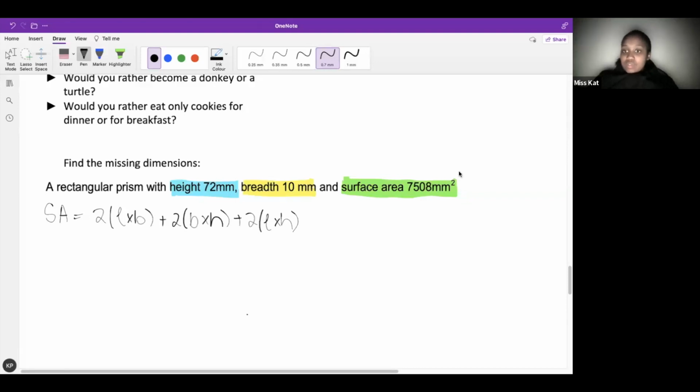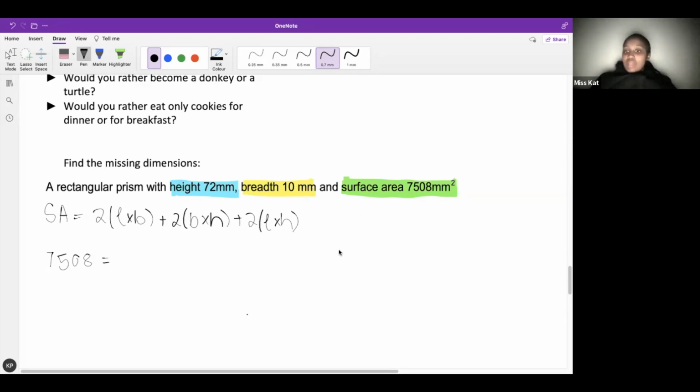Michael Jackson says division, divide. Okay, I see a lot of us saying divide. Now I'm going to ask you, what were we given? We were given surface area. Where am I going to substitute that in my formula? So we've been given that surface area is 7,508. So we don't have to figure it out, right? Thank you, Abu. And then what else can I substitute? I can substitute height and I can substitute breadth.